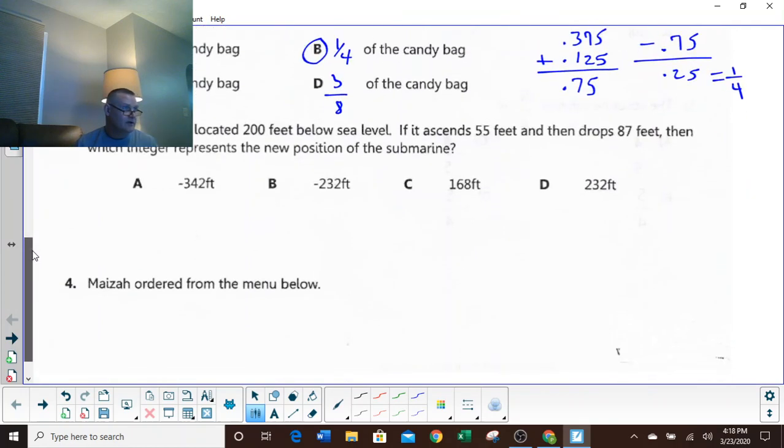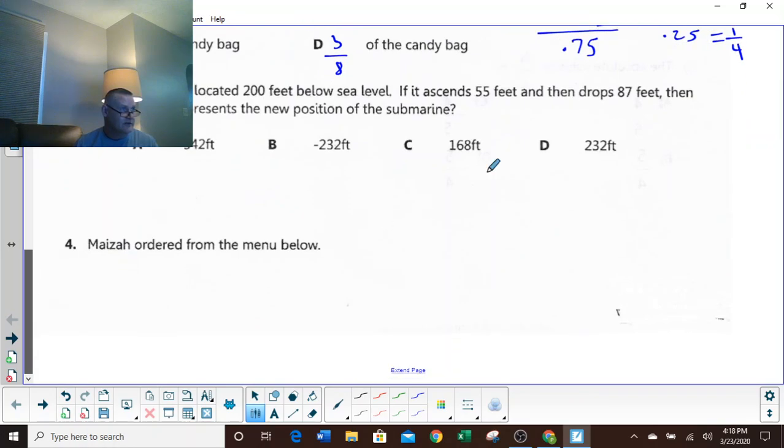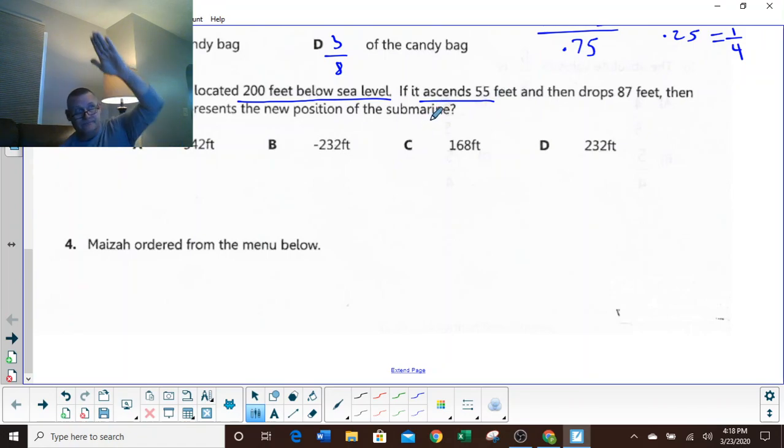Let's go on down. Submarine was located at 200 feet below sea level. That below tells us it's negative. If it ascends, remember when we're doing ascending on ordering, it's least to greatest? So when an airplane takes off, it ascends, it's going up. So they're talking about this submarine ascending, which is going toward the surface of the water now. So that's kind of a positive 55. I'm going to put a negative symbol right there.